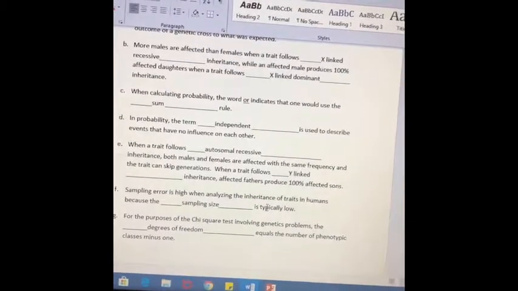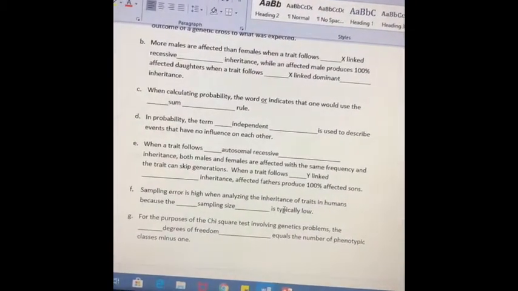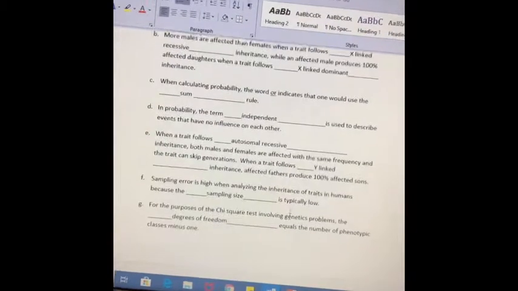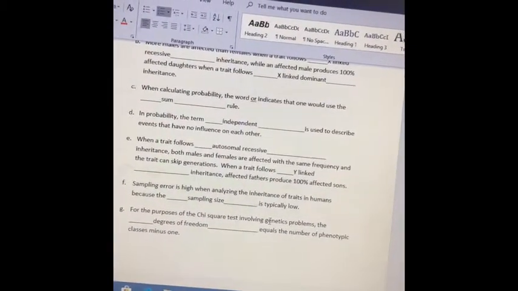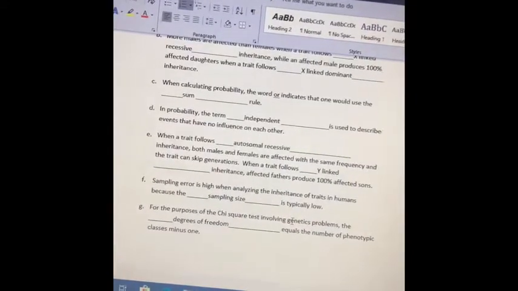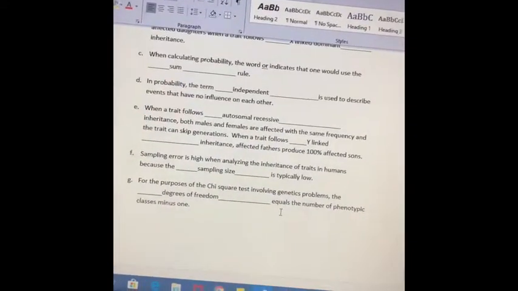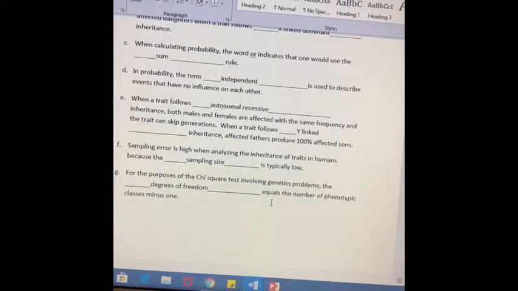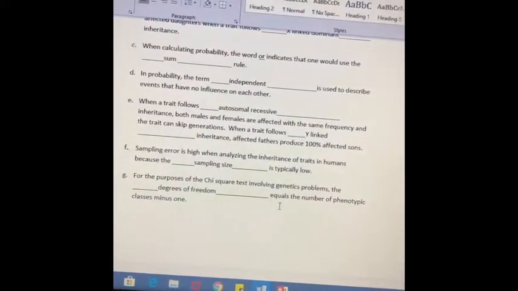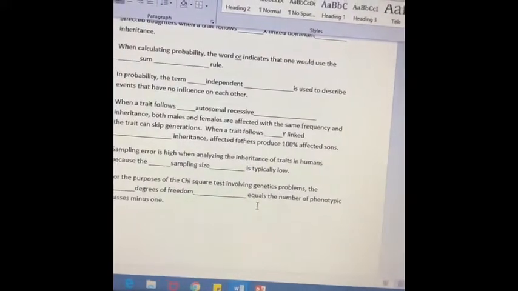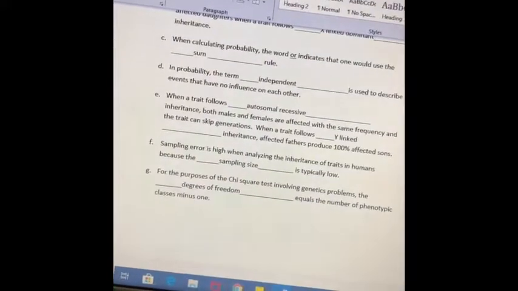When calculating probability, the word "or" indicates that one would use the sum rule. In probability, the term independent is used to describe events that have no influence on each other. When a trait follows autosomal recessive inheritance, both males and females are affected with the same frequency, and the trait can skip generations. When a trait follows Y-linked inheritance, affected fathers produce 100% affected sons.